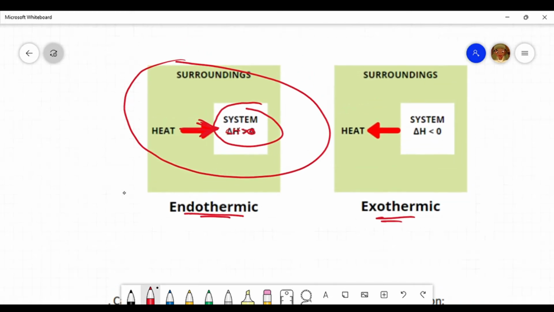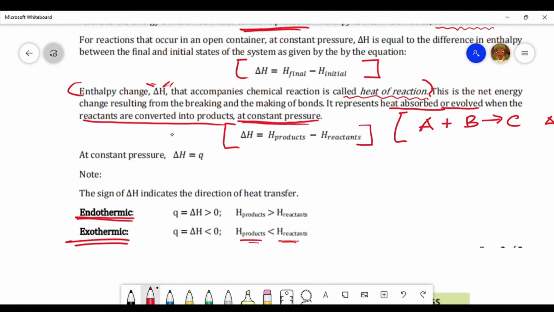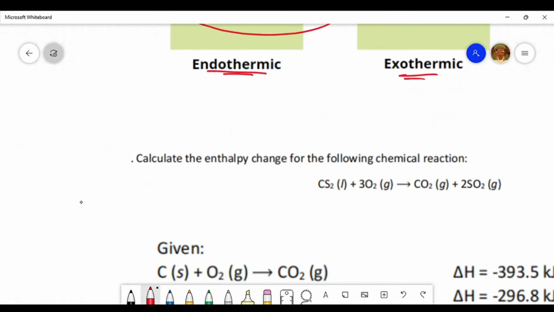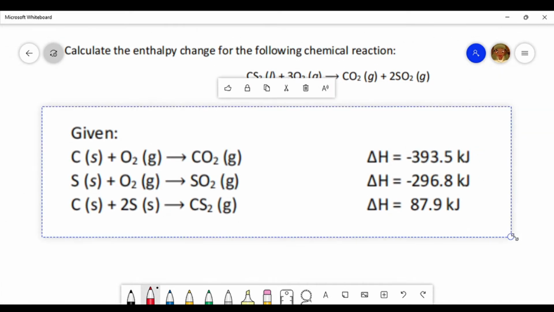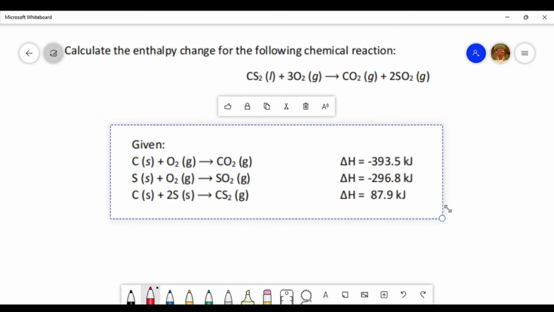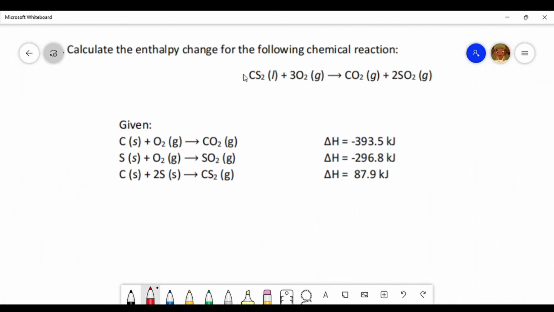To really understand or visualize what enthalpy change is, we have this problem here. The enthalpy change is being asked. Calculate the enthalpy change for the following chemical reaction: CS2 liquid plus 3 moles of oxygen gas produces CO2 gas and SO2 gas.